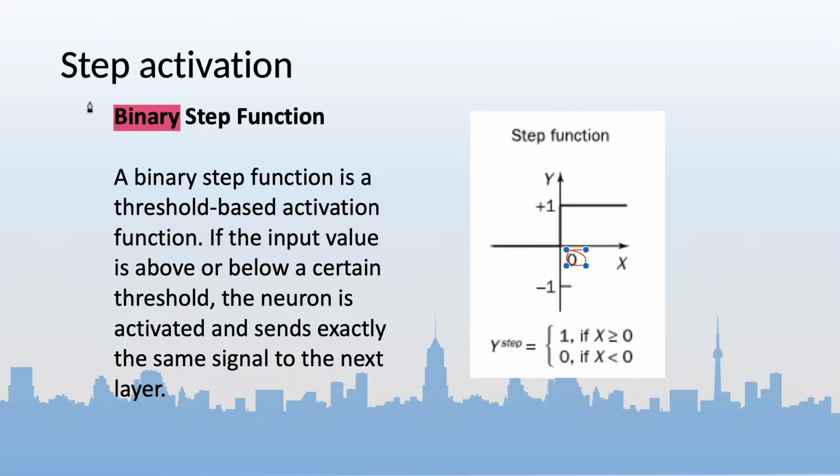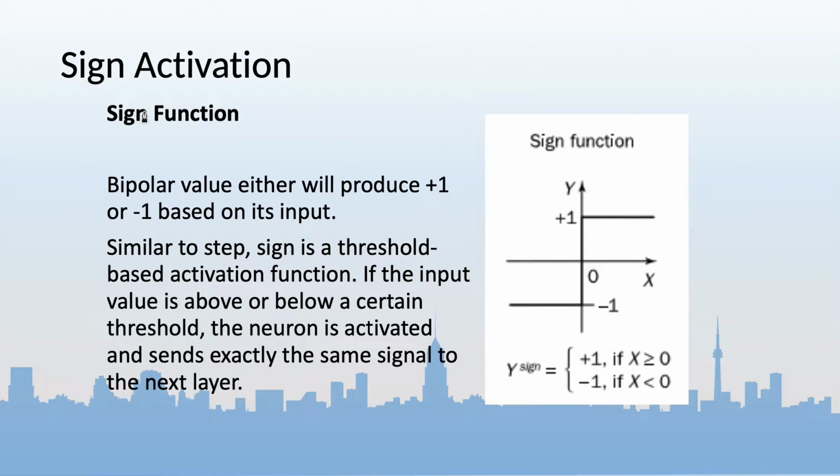Other than step activation function, we also have sign activation. The value for sign activation is either positive 1 or negative 1. The sign function, the value for sign function is in between negative 1 and 1. So this bipolar value produces either 1 or negative 1 based on its input.